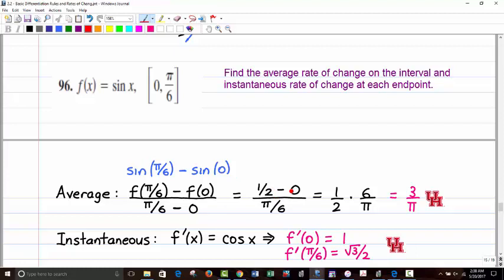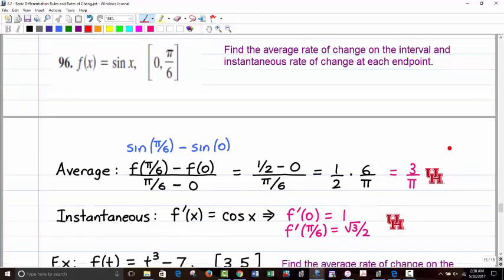Sine of 0 is 0. Pi over 6 minus 0 is pi over 6. So 1/2 divided by pi over 6, flip it over. So the exact answer, which I like to get exact answers whenever possible over decimals, is 3 over pi. You could, for your own edification, calculate 3 divided by pi, but that's good enough right there. So that's what it's averaging in that time period.